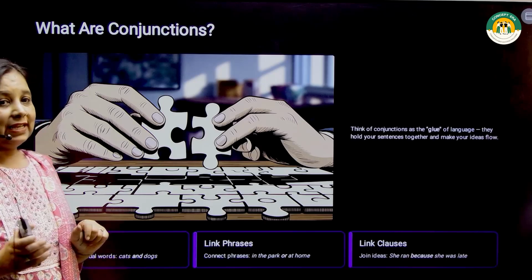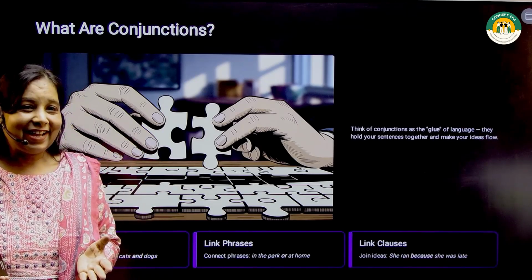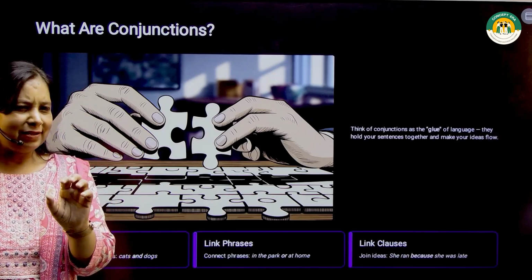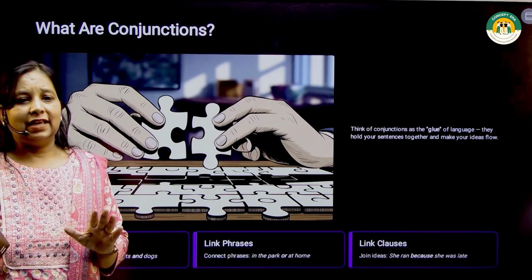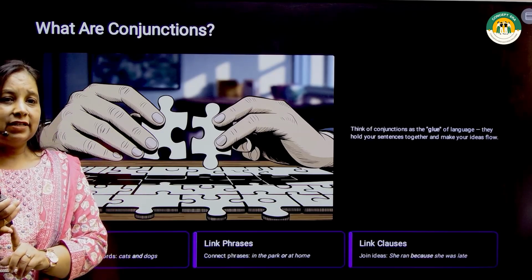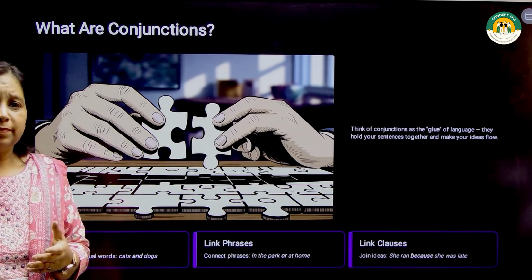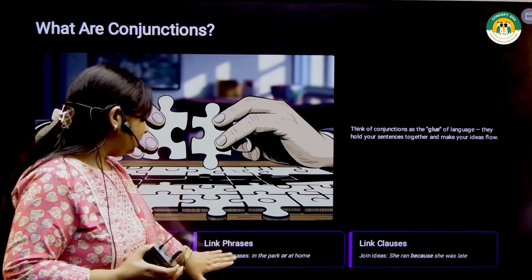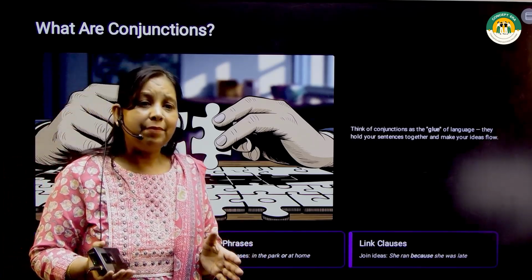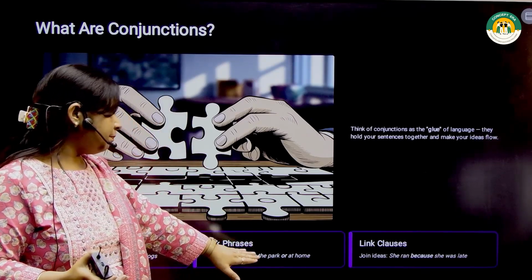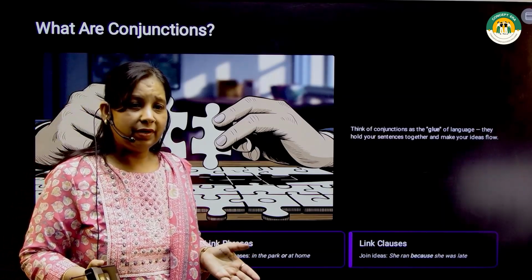Link phrases. What are phrases? I will explain in another video, but just a brief. Phrases have no subject and no verb, but still they give meaning. Like this, in the park or at home.